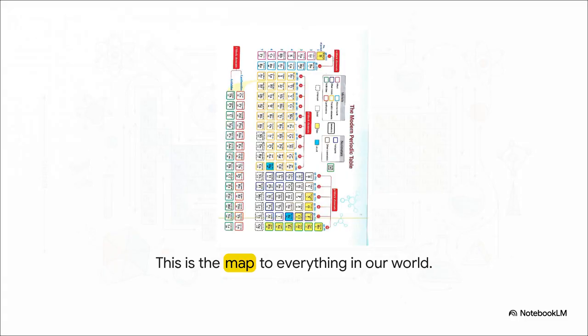The best way to think about it is like a giant, super organized city map for every single element. Each element gets its own special address, and that address tells us everything, not just where it lives, but who its neighbors are and even what its personality is like. It's our map to literally everything.